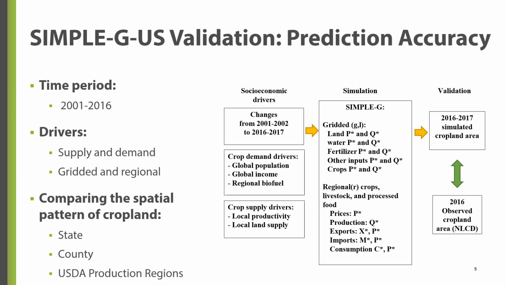We've assessed the performance of the SIMPLE-G model in predicting the spatial distribution of cropland from around 2001 to 2016. Our evaluation is based on the most significant socioeconomic drivers of land use, including global changes in population and income, biofuel mandates, changes in productivity, and shifters in land supply, which are exogenous to the model. We then compared the simulated cropland generated by SIMPLE-G with the observed cropland using the National Land Cover Database.